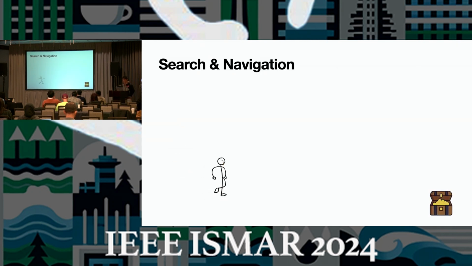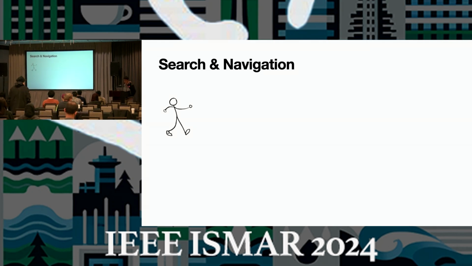Search and navigation refers to the process of traveling towards a specific goal by gathering and analyzing environmental cues. This task is critical in VR with applications ranging from searching for rewards in gaming.